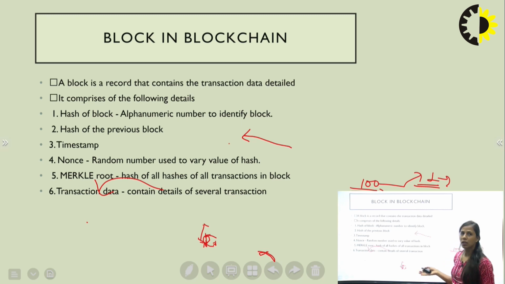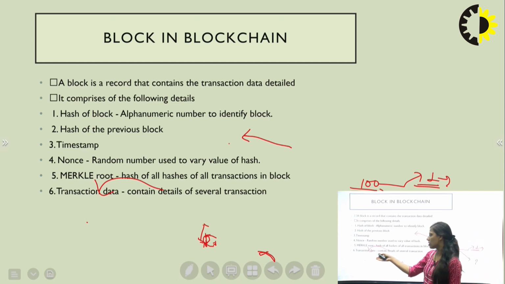Then we have the Merkle root or Merkle tree, which is the hash of all the transactions in the block. For example, if we have multiple hashes, say 10 hashes, meaning 10 transactions, then for all 10 transactions we generate one hash value. Further, the hash of all those hashes is generated through this Merkle root tree. So this is how a block in a blockchain stores its values.